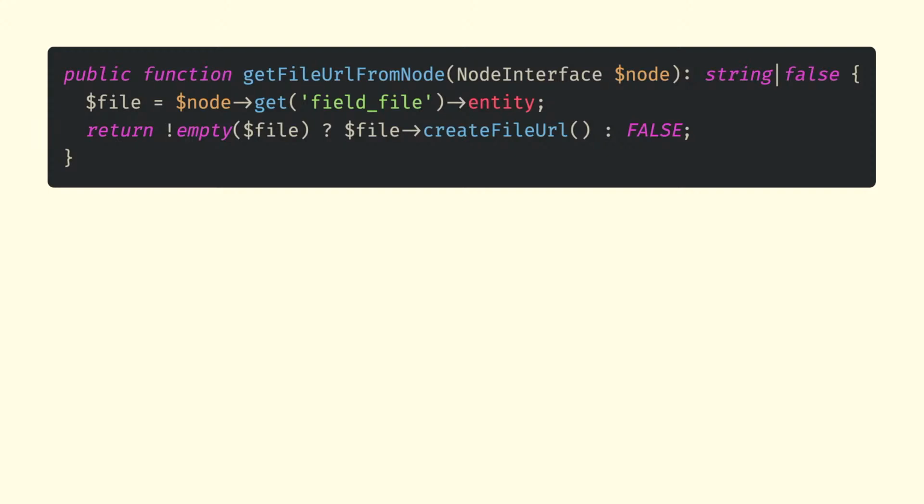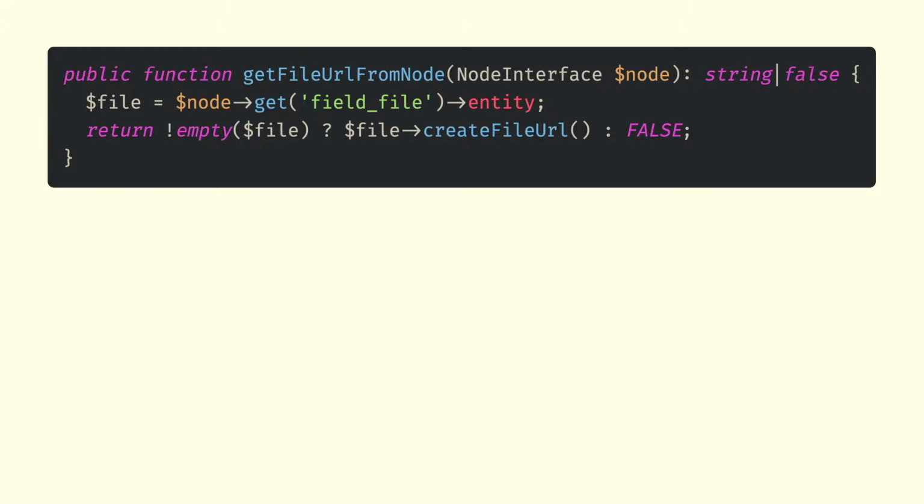And somehow we're getting this file entity from this field file. And then the developer even made a check if the file is empty, because maybe it was not attached to this node. And then if it's not empty, then we can get this absolute URL via the method provided by this file entity. Very nice. So this can work, but again, there are some issues.